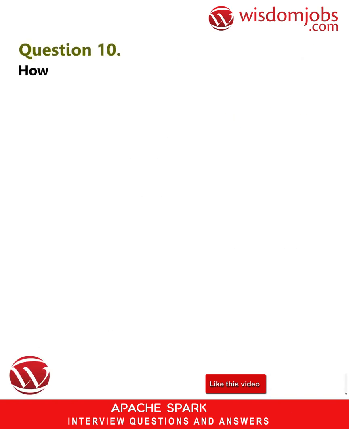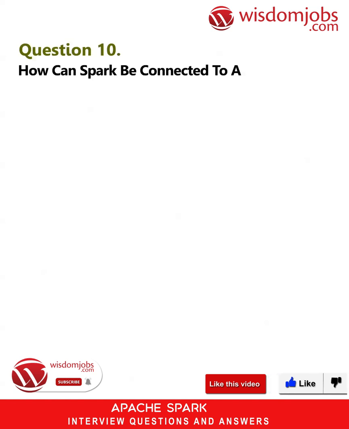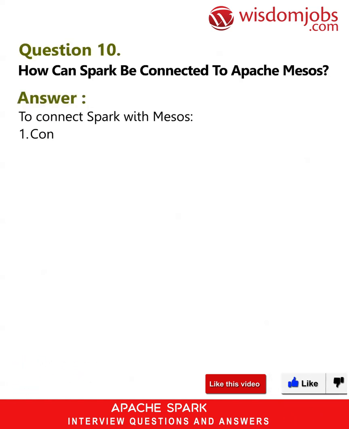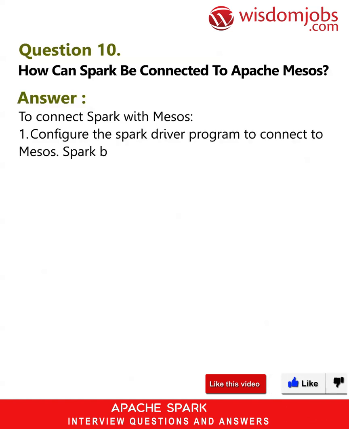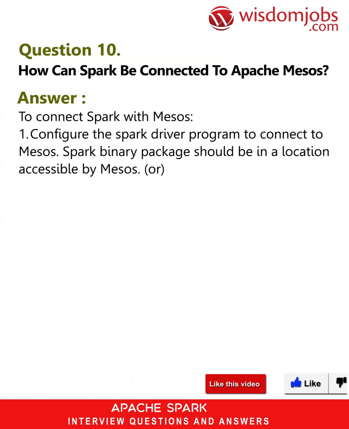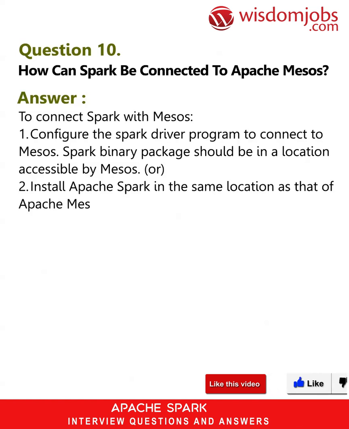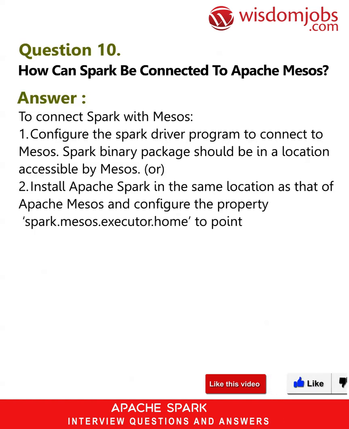Question 10. How can Spark be connected to Apache Mesos? Answer. To connect Spark with Mesos: 1. Configure the Spark driver program to connect to Mesos. The Spark binary package should be in a location accessible by Mesos. Or 2. Install Apache Spark in the same location as Apache Mesos and configure the property spark.mesos.executor.home to point to the location where it is installed.